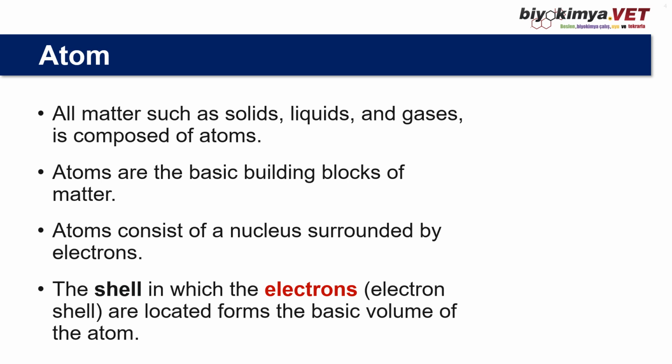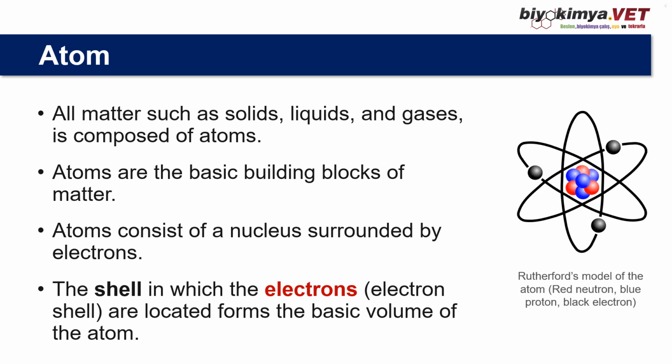The shell in which the electrons, which we call electron shell, are located forms the basic volume of the atom. And here you see the Rutherford model of atom, in which the neutrons are depicted in red color. The blue color represents the protons, and the black color surrounding the nucleus are the electrons.